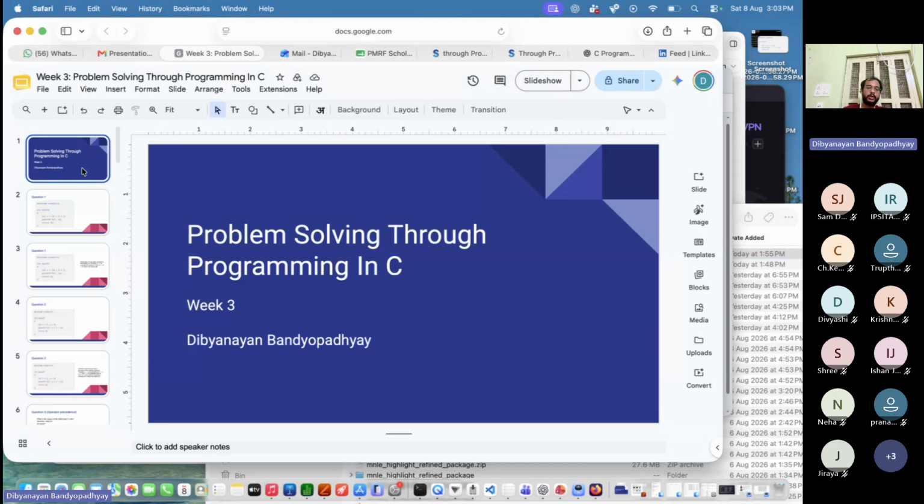So this is today's topic actually. We'll learn more about operator precedence and ranking and those things, how to apply them in C. So let us start with the first problem.